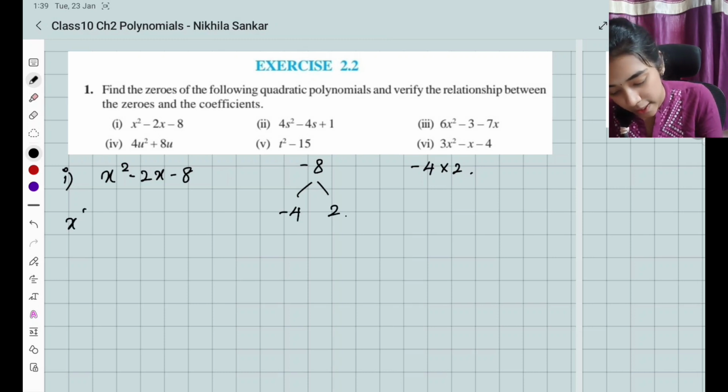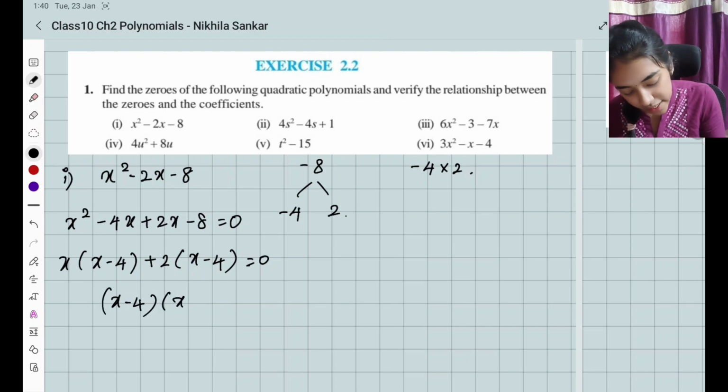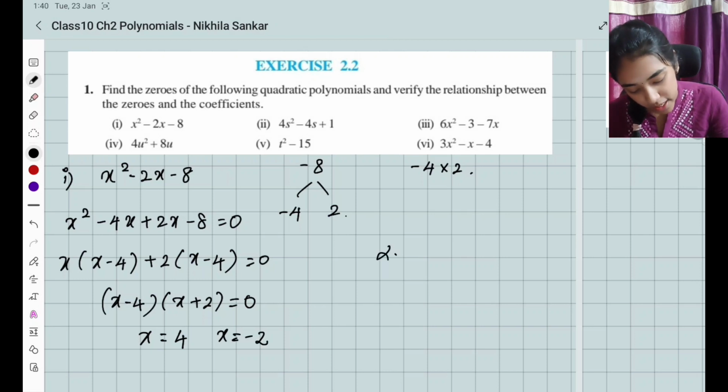How can we split this? x square minus 4x plus 2x minus 8 equals 0. Now when we take x common, we have x minus 4. Here also we need x minus 4, so we have to add plus 2. So this is going to be 0. Now taking x minus 4 common, we have x plus 2 equals 0. So from this we have x equals 4 and x equals minus 2. So now alpha equals 4, beta equals minus 2.